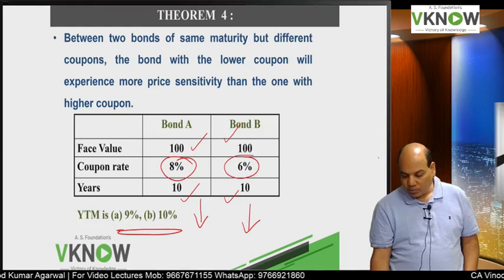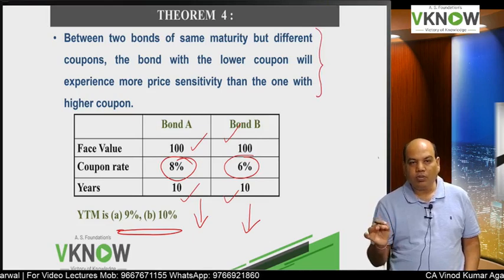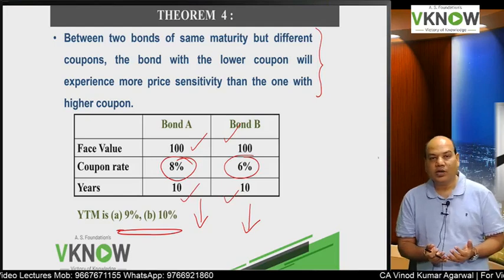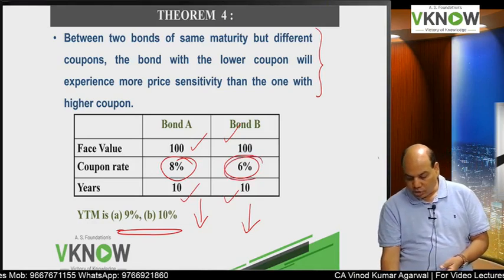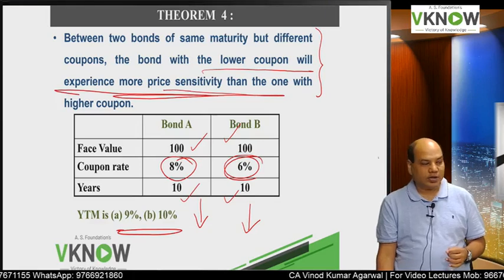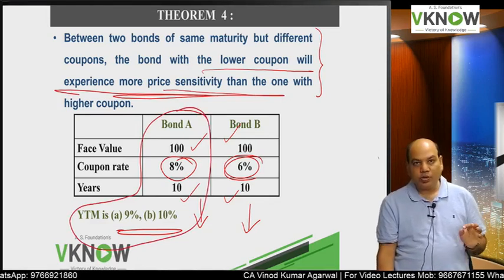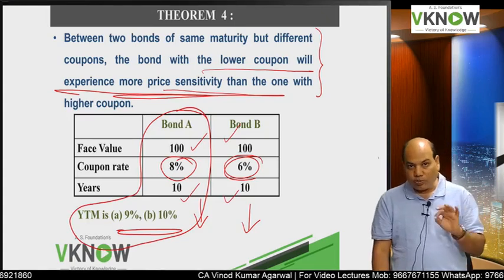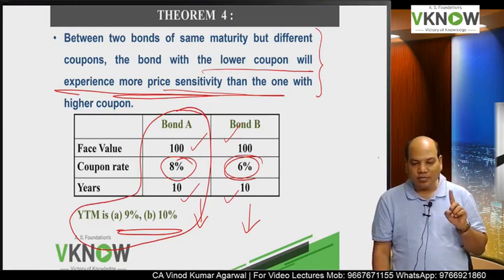Now guess, based on this theorem, whose price will fall by a higher percentage? Please reply. Whose price will fall by a higher percentage? Bond A or bond B? So bond B, because the bond which has lower coupon will experience more price sensitivity. Now we'll solve this. Bond A I am not going to solve, because bond A I have kept same like example 1. Only bond B I am going to solve, and I am going to demonstrate in front of you that this theorem is right.